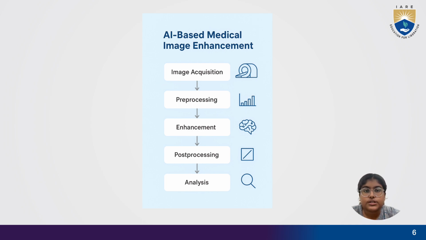This flow shows the steps in AI-based medical image enhancement. First, images are captured through scans. Then, pre-processing cleans them up. Enhancement uses AI to sharpen details, reduce noise, and even remove artifacts. Post-processing fine-tunes the results. And finally, analysis provides doctors with clear, reliable images for the diagnosis.